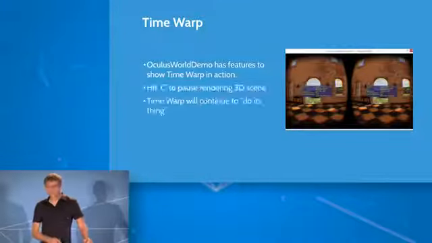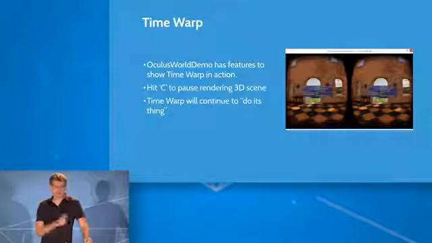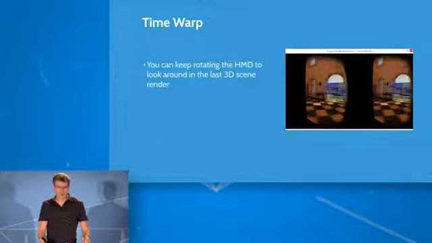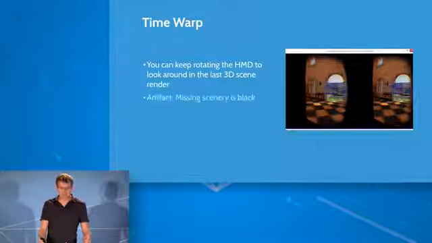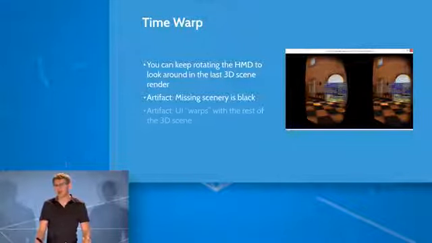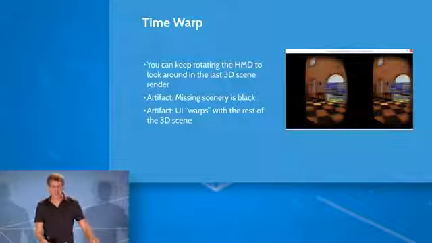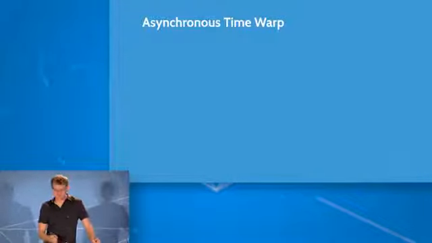An example of that is available in our world demo. If you press the C key and you look around, you will see that you can look at the scene without it being rendered every frame. The rest of the scene is filled in with black, so you can actually turn quite a bit. Missing scenery turns black, and an interesting thing is that the UI moves with the image. This is actually undesirable, and we can talk about that a bit later.